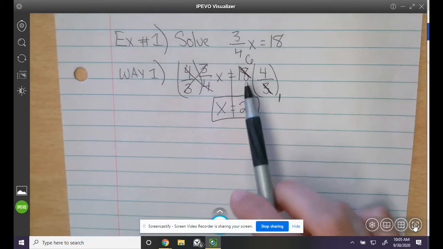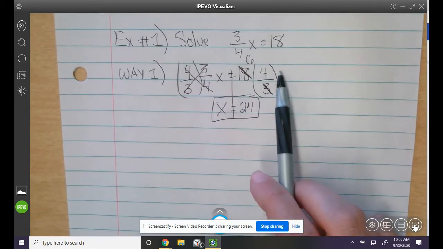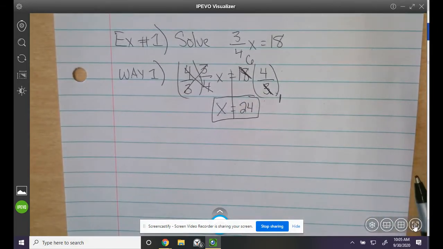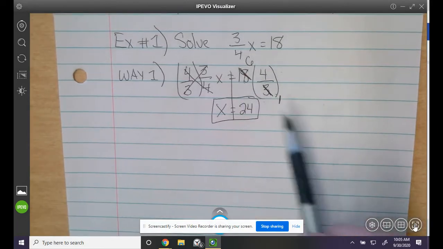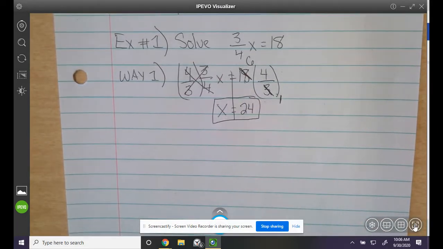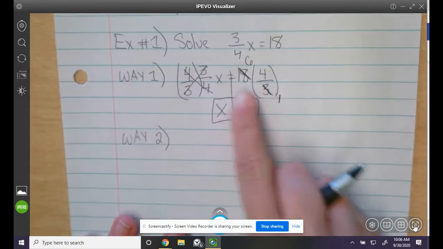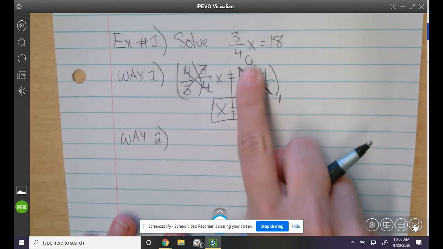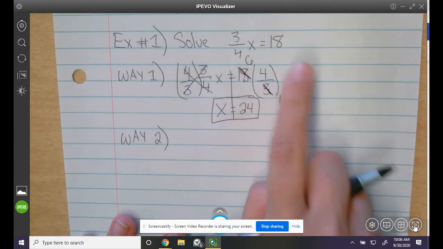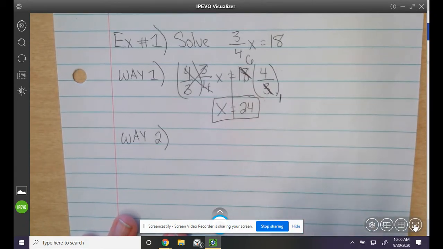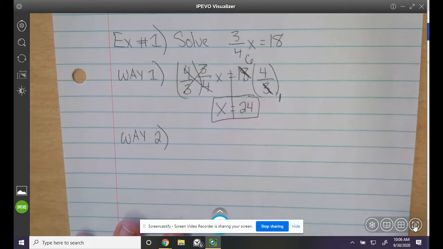Okay, those of you that don't like to cross simplify, you could just do 18 times 4 and then divide by 3. That's just a lot of math that I can't do in my head. I can do 3 into 18 in my head, so that's what I did instead. Cross simplifying. If you don't understand that part right here, then you just take 18 times 4 and then you would have divided by 3. Yeah, I can't do that in my head, so I do it this way instead.